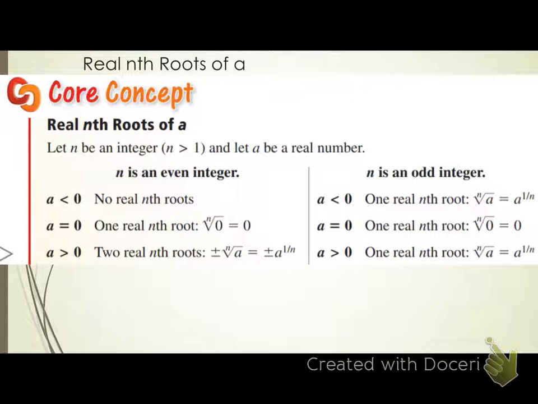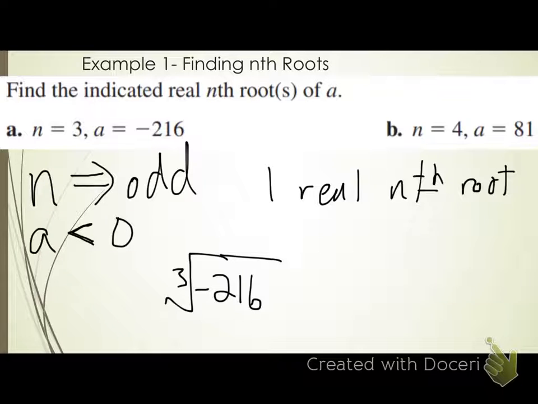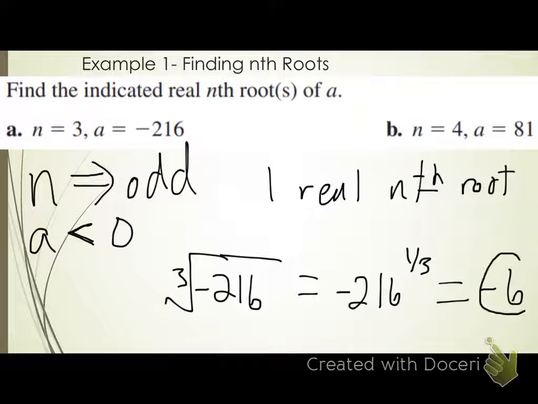So my n value is odd. A is less than 0. So I know I'm going to have 1 real nth root. Now I actually need to find the cube root of negative 216. Before we do that, I want you to get a little practice asking yourself, what's another way I could write the cube root of negative 216 with an exponent? And that would just be negative 216 to the 1/3 power. Remember, our index just becomes the denominator of my rational exponent. So now I'm asking myself what number times itself gives me negative 216, and that number would be negative 6. If I do negative 6 times negative 6 times negative 6, I get negative 216. So negative 6 is my cube root of negative 216.